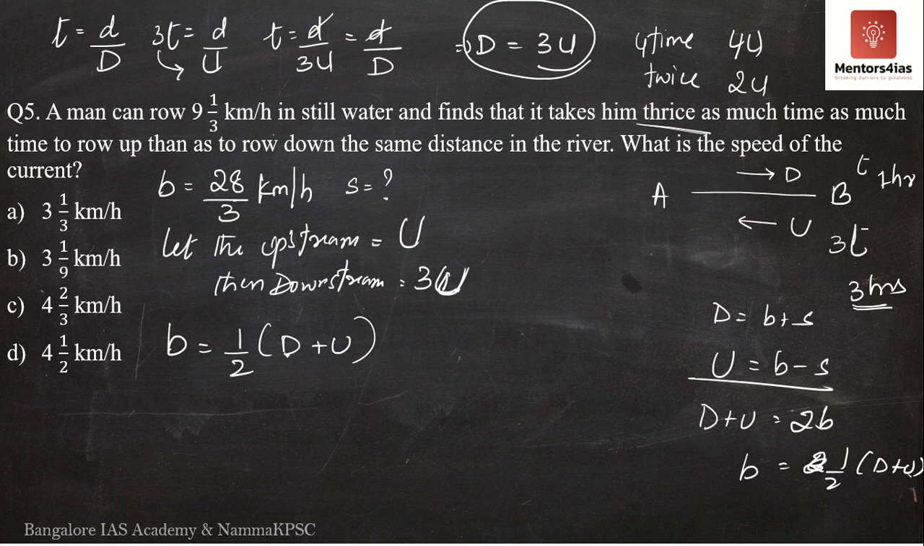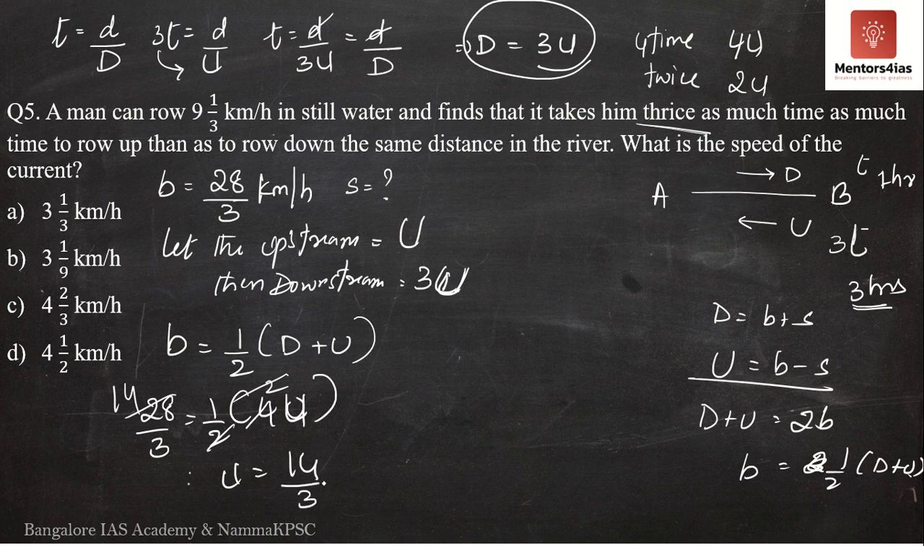Where D is nothing but 3U, and B is nothing but 28 by 3. So now I'm going to substitute B as 28 by 3 is equal to half into 3U plus U, which is nothing but 4U. 2 gets cancelled. 14s are 28. Therefore, what is the upstream speed? 14 by 3 kilometers per hour. Upstream speed is nothing but 14 by 3 kilometers per hour.